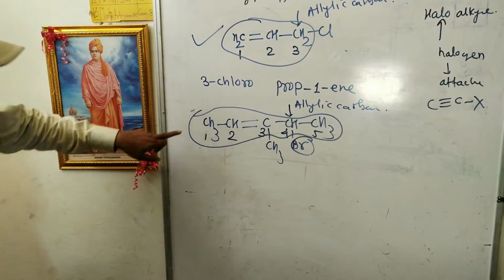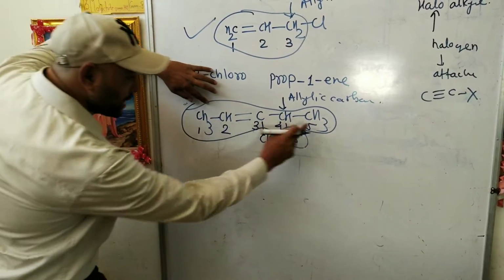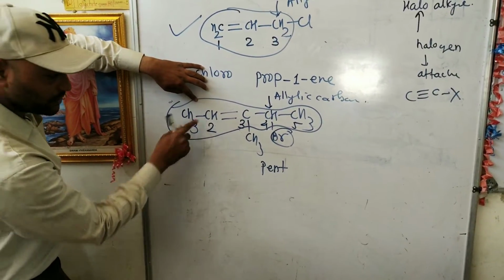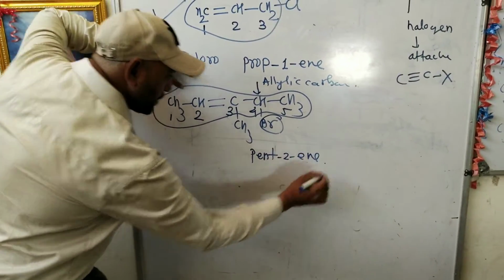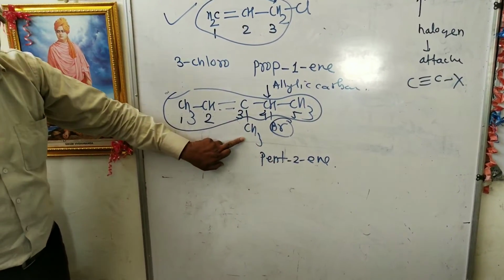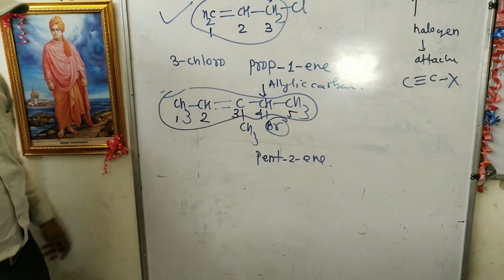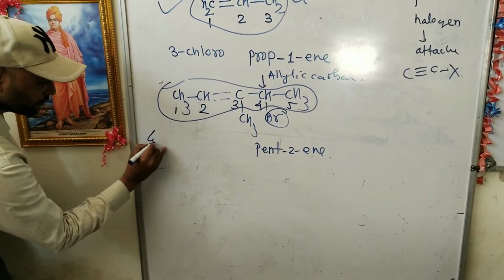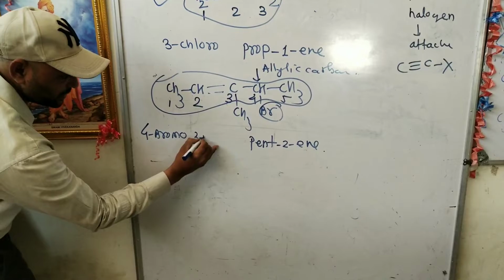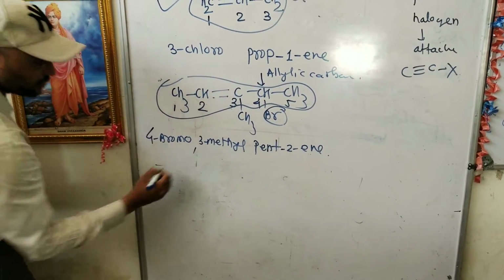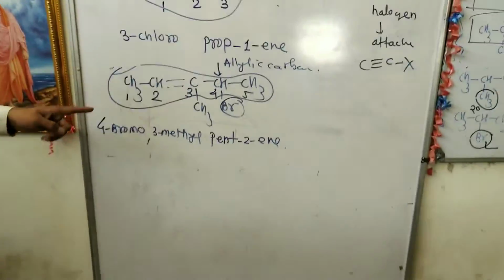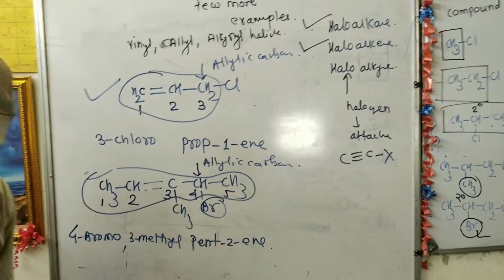So what is the parent compound name here? 5 carbon, pent. The double bond comes to the 2 number, 2-ene. So it is pent-2-ene. What remains now? Third number methyl and fourth number bromine. So alphabetical order will be done: 4-bromo, 3-methyl, pent-2-ene. 4-bromo-3-methylpent-2-ene.